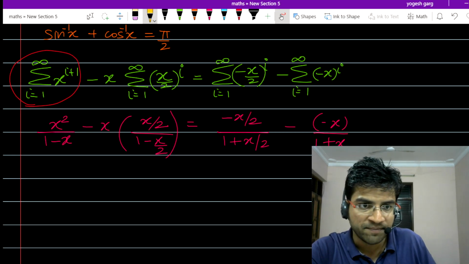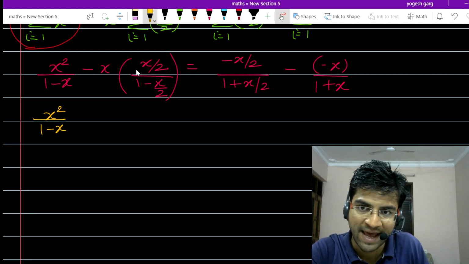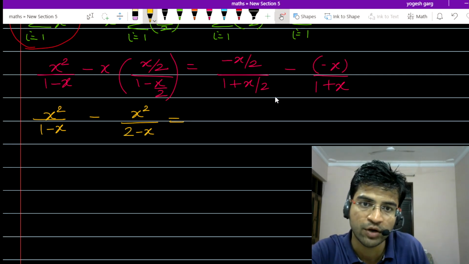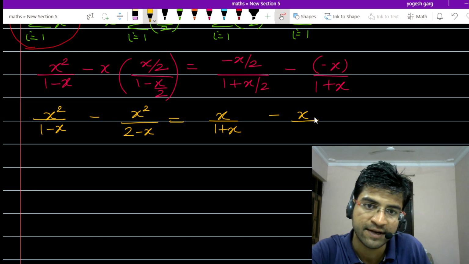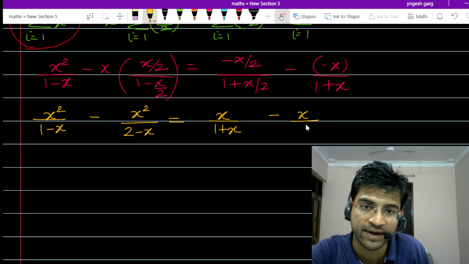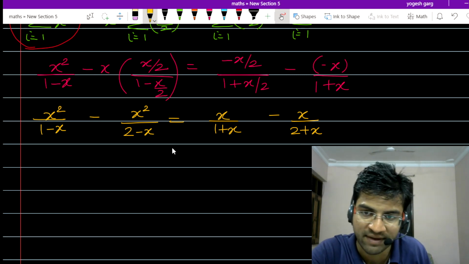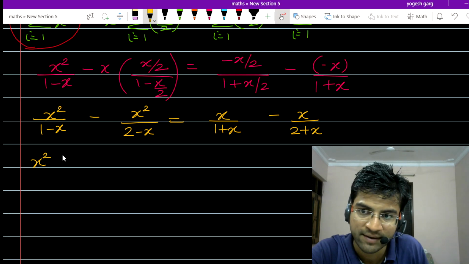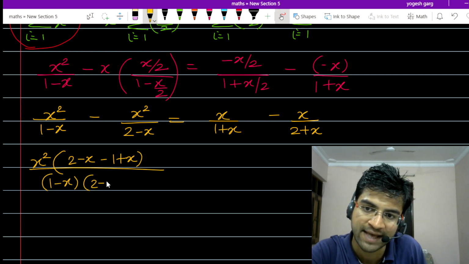So let us go about this expression. It is x square by 1 minus x. You multiply x over here. So minus x square by 2 and take 2 over here. So it is 2 minus x is equal to, this is x by 1 plus x minus x, take 2 in denominator, multiplied with denominator is 2 plus x, right? Now let us take LCM over here and here as well. So taking LCM, you will get x square, take x square common, 2 minus x minus 1 plus x upon 1 minus x into 2 minus x.